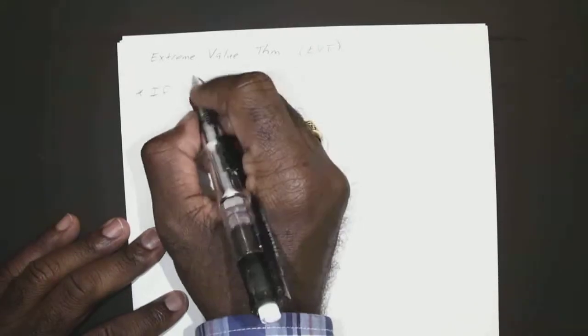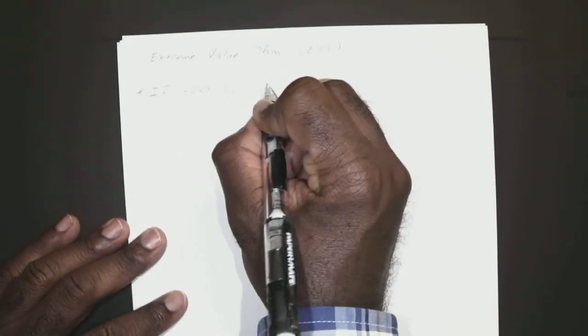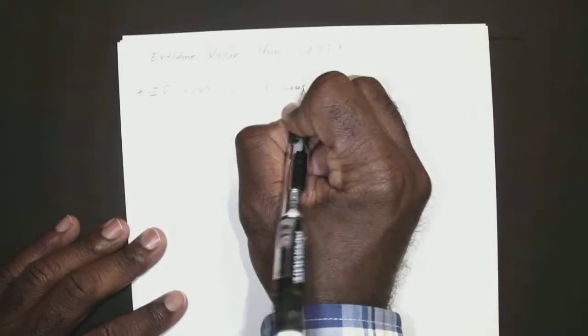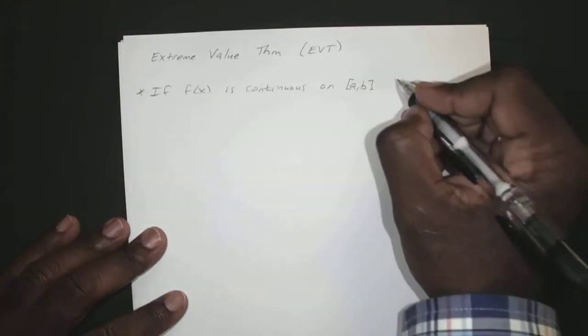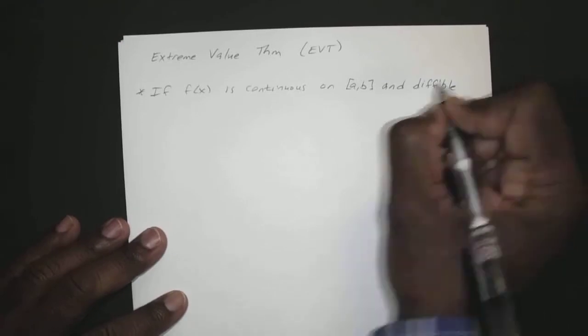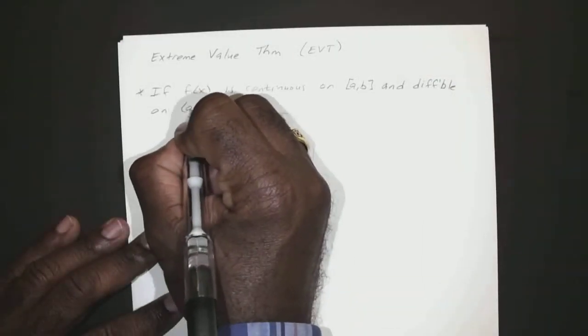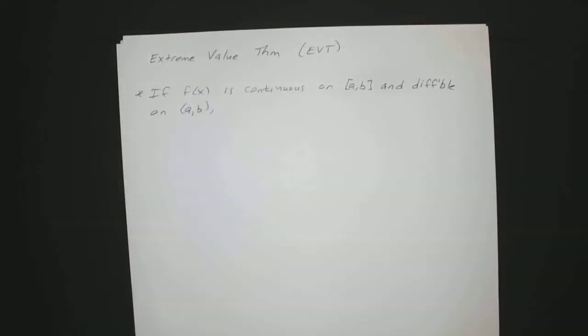Okay, so again, let's say that f of x is continuous on a closed interval and differentiable on an open interval. And they're saying that if those two ideas are met, then it definitely has an absolute maximum and absolute minimum.